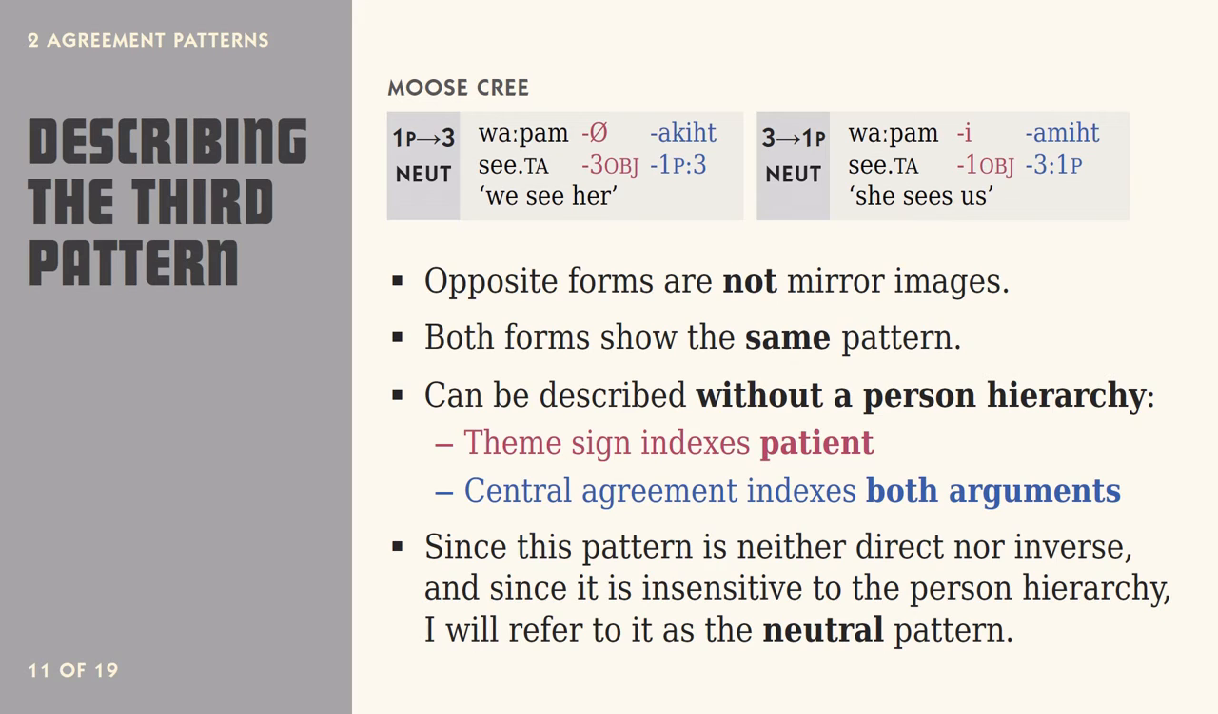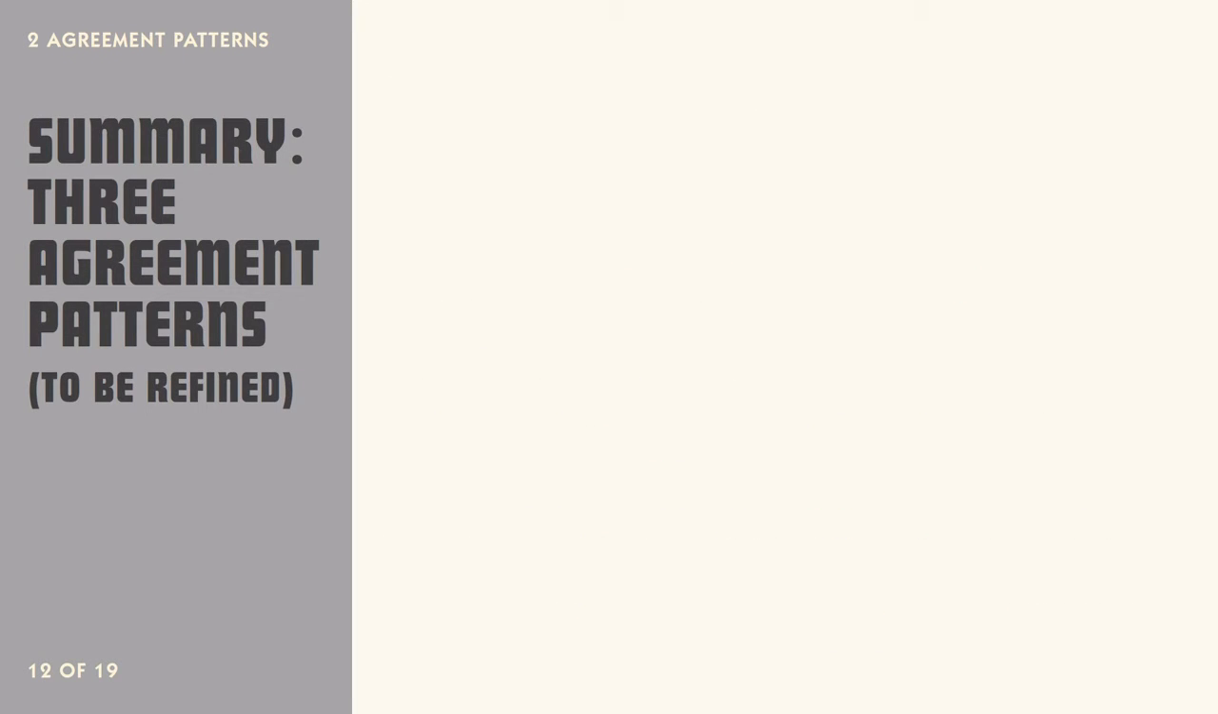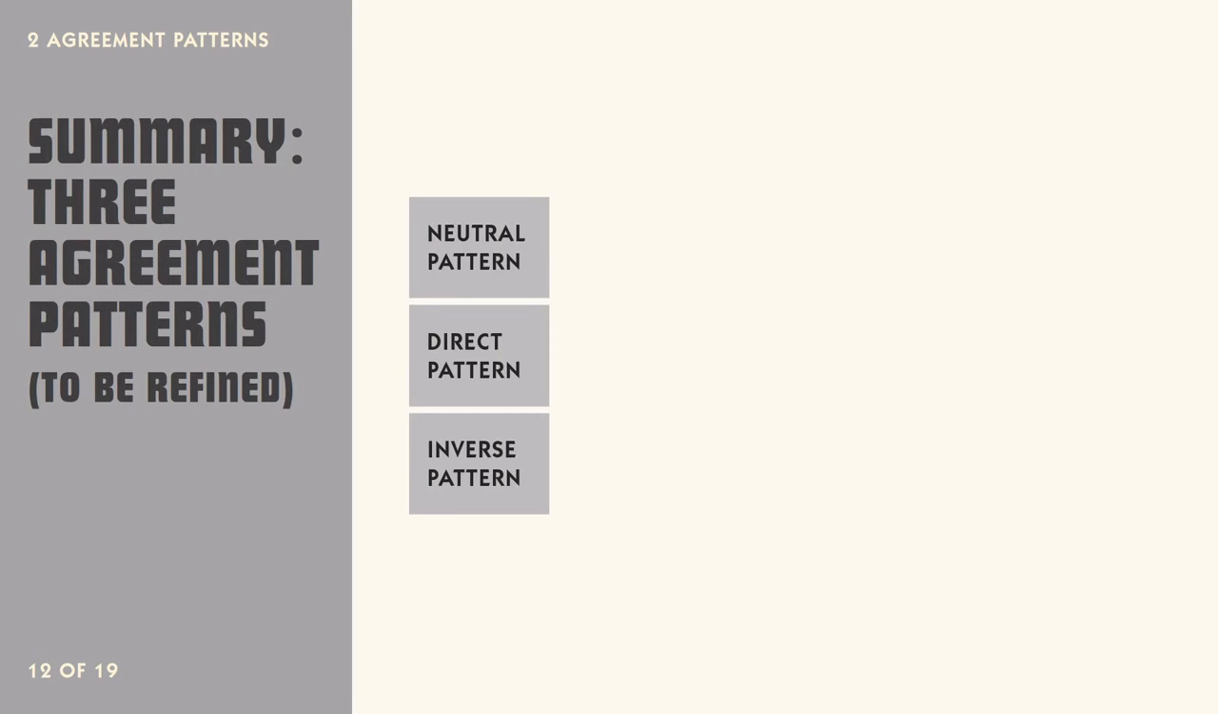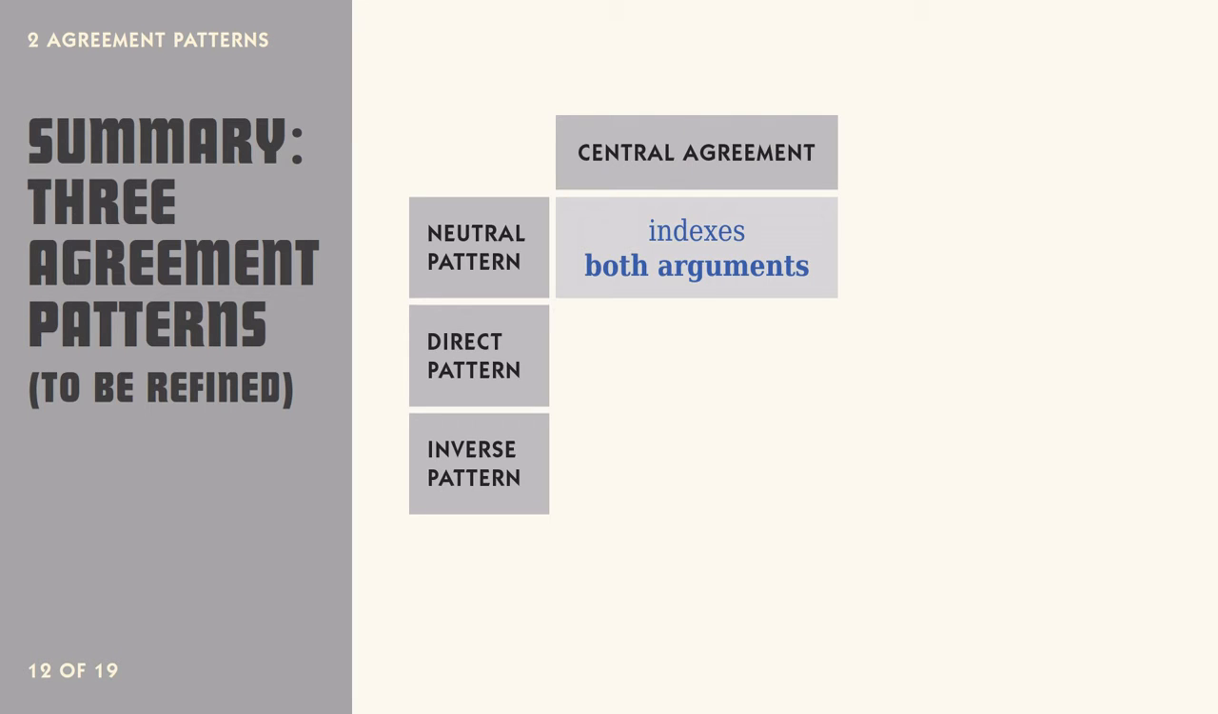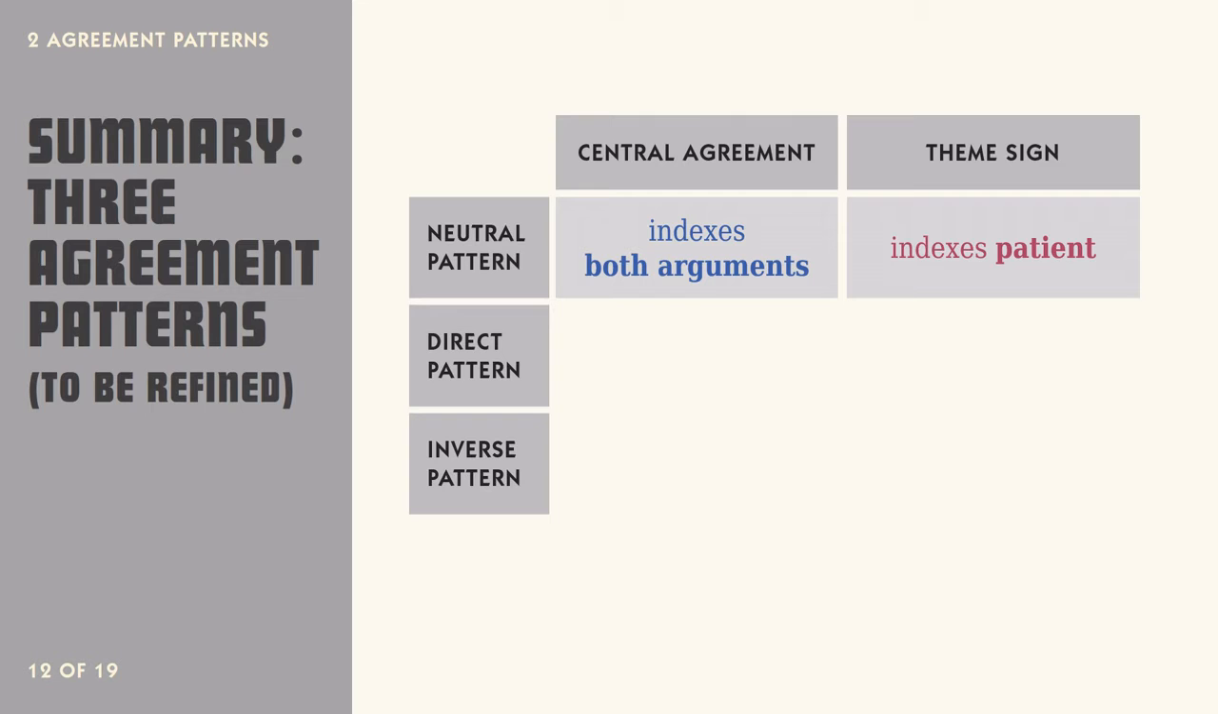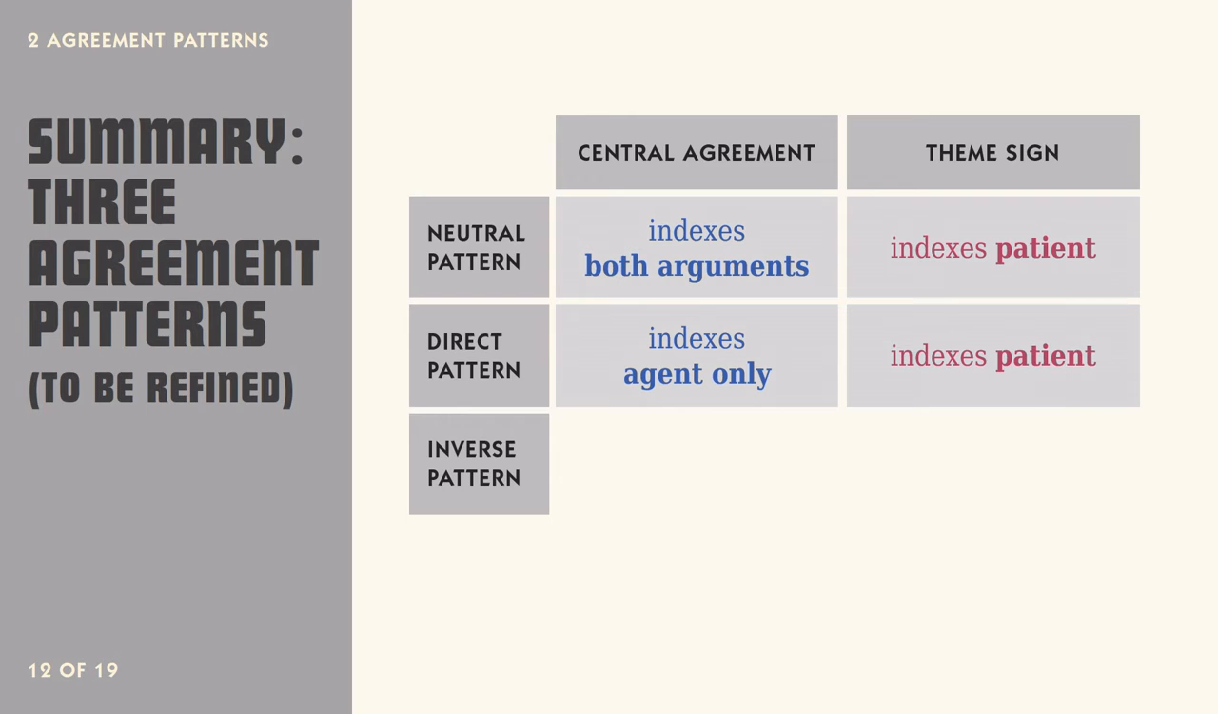So as an interim summary, here are the three agreement patterns that can be distinguished for transitive verbs. In the neutral pattern, the central agreement indexes both arguments, and the theme sign indexes the patient. In the direct pattern, the central agreement indexes the agent, and the theme sign indexes the patient. And in the inverse pattern, the central agreement indexes the patient, and the theme sign is a special inverse marker.